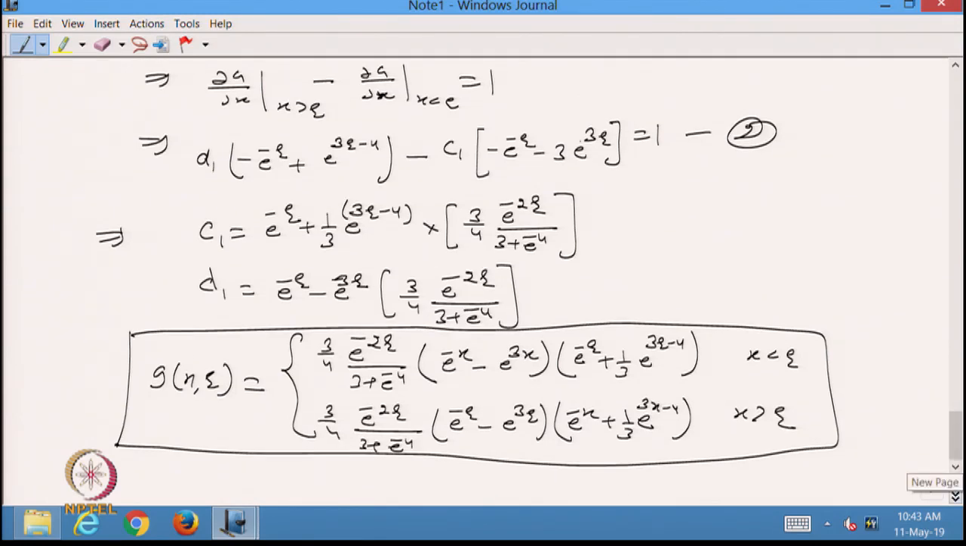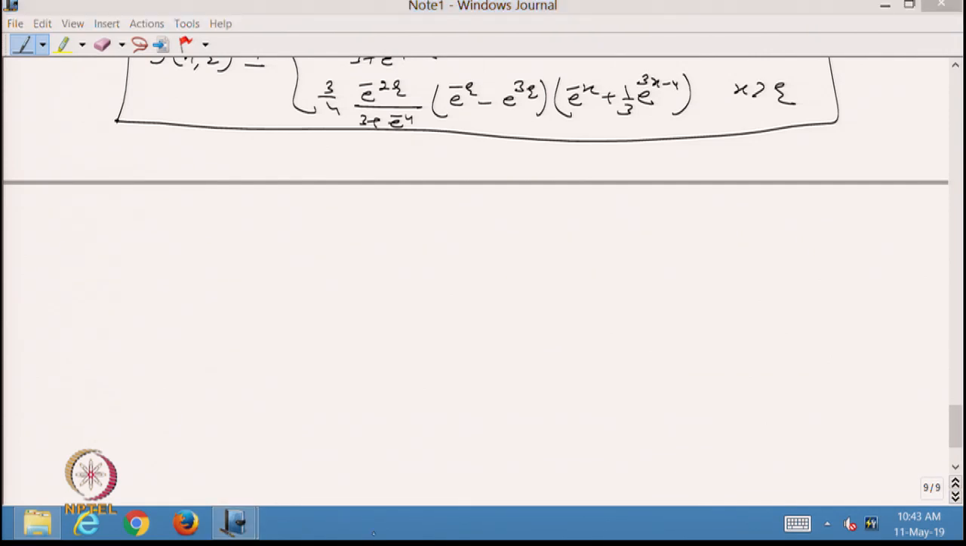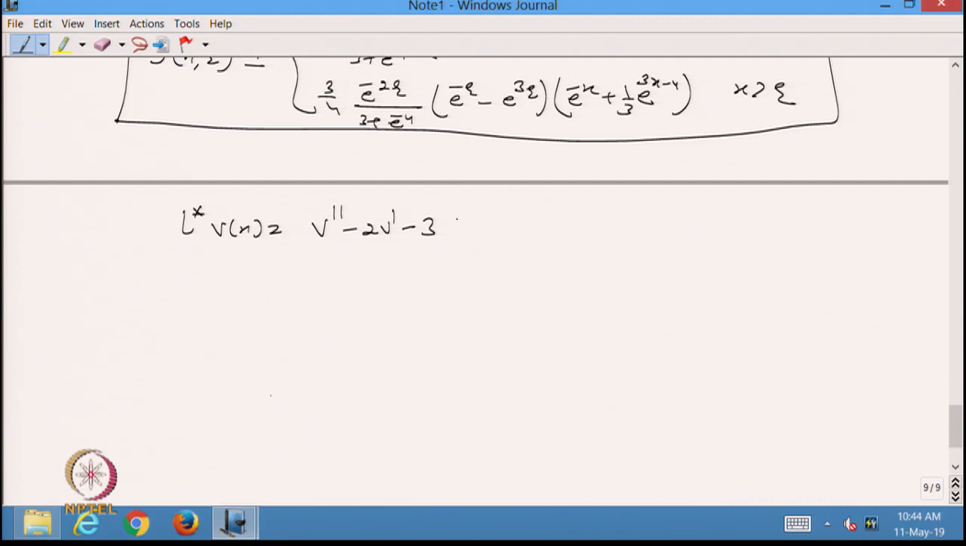Now, we want to find out the green function for the corresponding adjoint operator. So, if I do the calculation, my L star V x in this case is V double dash minus 2 V dash minus 3 V. So, this is the differential equation we got, with the boundary conditions V 0 is equal to 0 and V dash 1 plus 2 times V 1 is equal to 0.